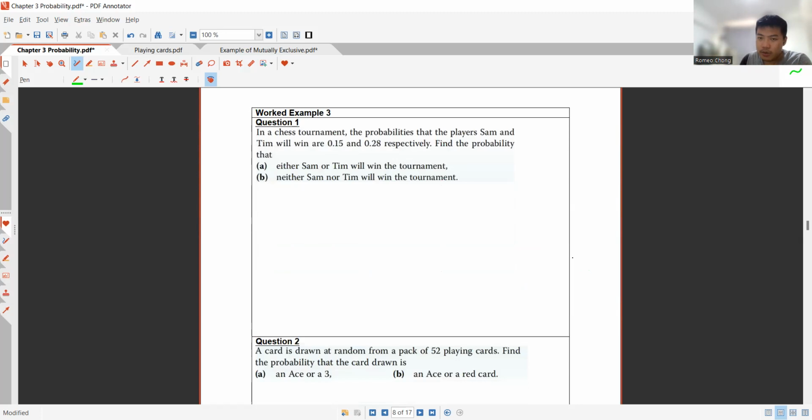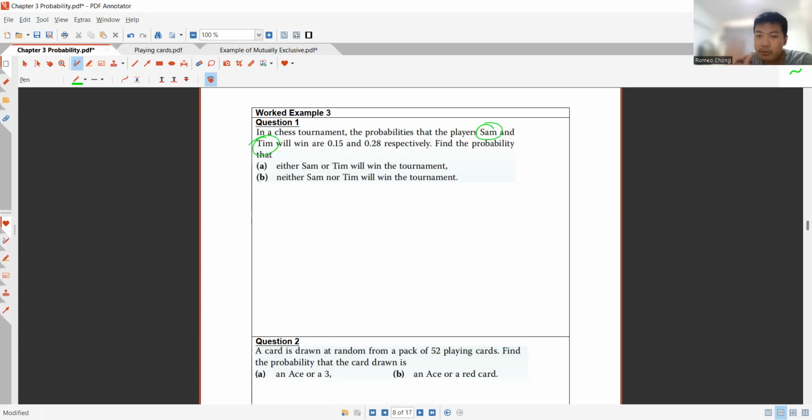Okay, let's look at the question straight away. Example 3: in a chess tournament, the probability that the players Sam and Tim will win are 0.15 and 0.28. As you can see, these are two different persons.